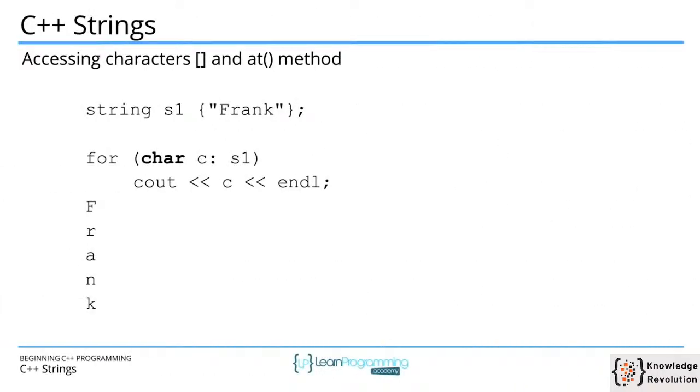In this example, we have a string S1 initialized to Frank. We can use the range-based for loop to display the string characters. In this case, FRANK, and the null character will be displayed. Pretty much what you expected, right?